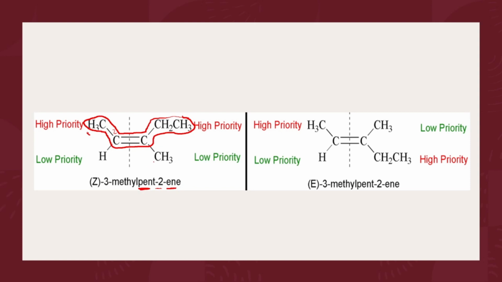Do we have any other substitution? Yes, we have a methyl group here, as you can see. So at carbon number 3, this is 3 and this is 4 and this is 5. At carbon number 3, we have a methyl group. So basically the compound is 3-methyl-pent-2-ene.